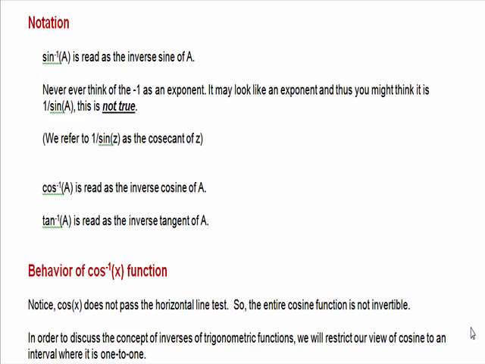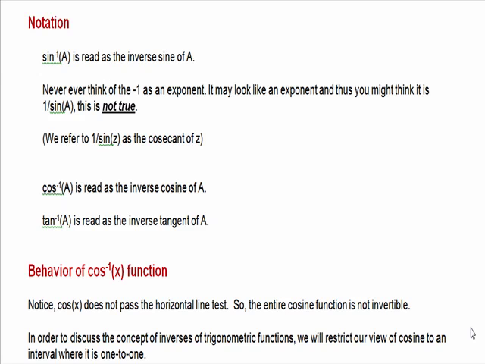Never, ever think of the -1 as an exponent in these situations. It might look like an exponent, and thus you might think it's 1 over sine, but this is certainly not true. When we actually see 1 over sine of z, and I change the letter, that's actually the cosecant of z, and you may remember that. We'll talk about that later on in these chapters. But 1 over sine z is cosecant. It is not the same as inverse sine.